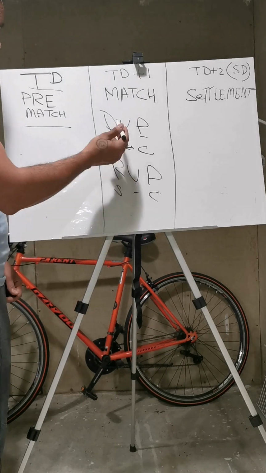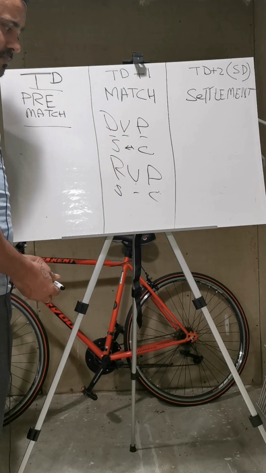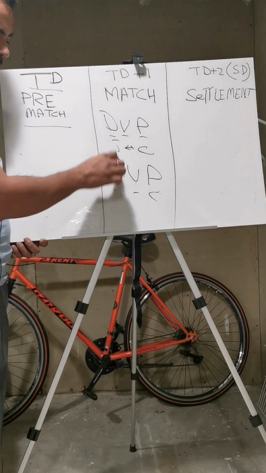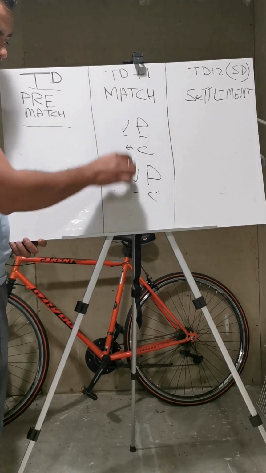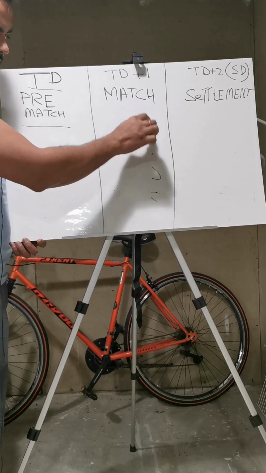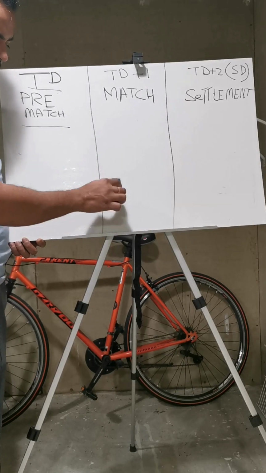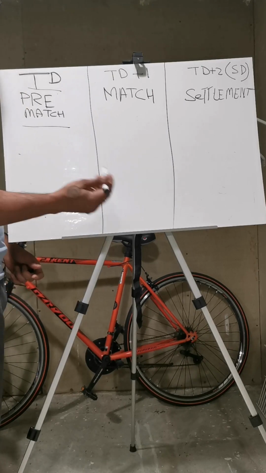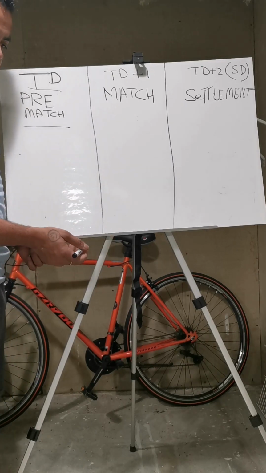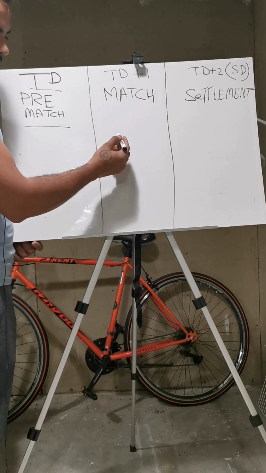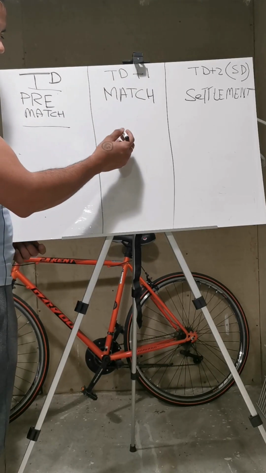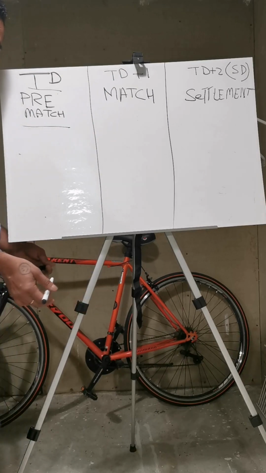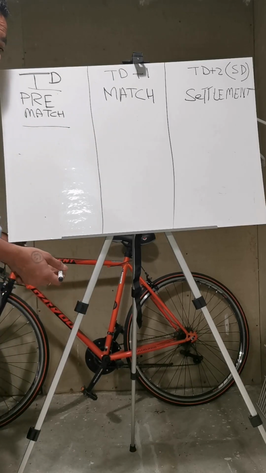These are the two terms normally used by most teams, DVP and RVP. Delivery versus payment, you are delivering the shares and getting money. RVP, receiving the shares and paying money. Sometimes people use another term for stock loans, where they just deliver the shares, so that is free of cash. There will be no cash involved in stock lending and borrowing.